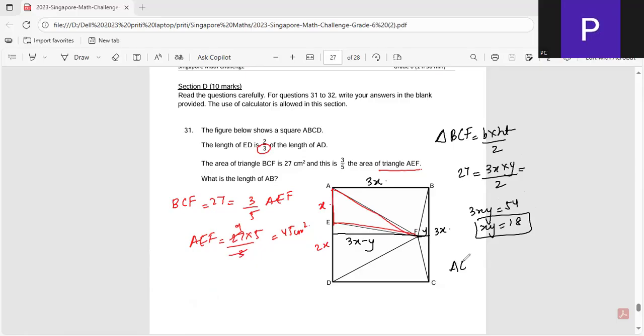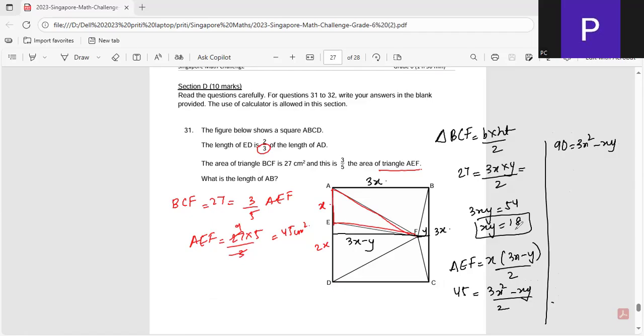So area of triangle AEF was base x into 3x minus y over 2. Correct? So this is 45 is equal to 3x squared minus xy over 2. So this is 90 is equal to 3x squared minus xy. Now we take the value of xy from here. So we get 90 is equal to 3x squared minus 18. So 18 goes here. So 3x squared equals 108. Therefore, x squared is equal to 108 over 3. That is 36. Therefore, x equals 6.